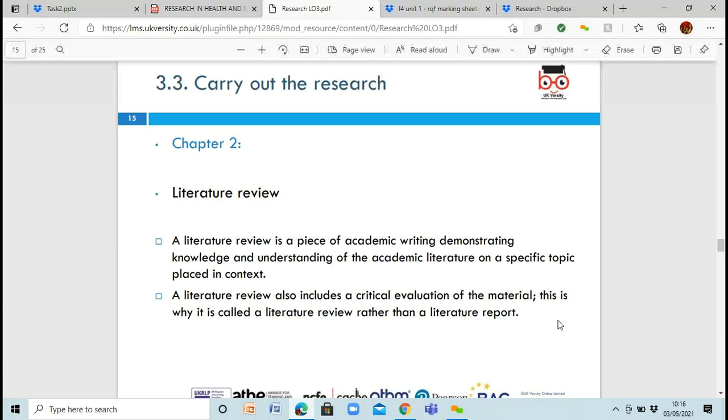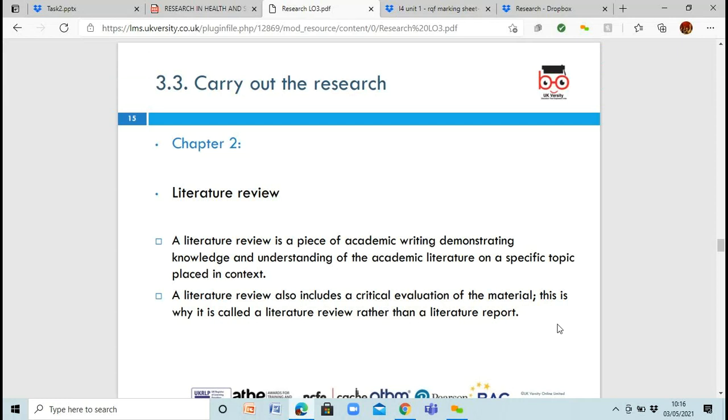So I put a little example of the explanation of what it is. It's just a piece of academic writing, demonstrating your knowledge and understanding of the academic literature on the topic you've chosen. This literature review also needs a critical evaluation. That is covered, because you're going to put your own judgments down. You're going to evaluate if what you found is beneficial or not to your research area. And then you're going to put down recommendations. So when it says critical evaluation, these 3 points will cover that.